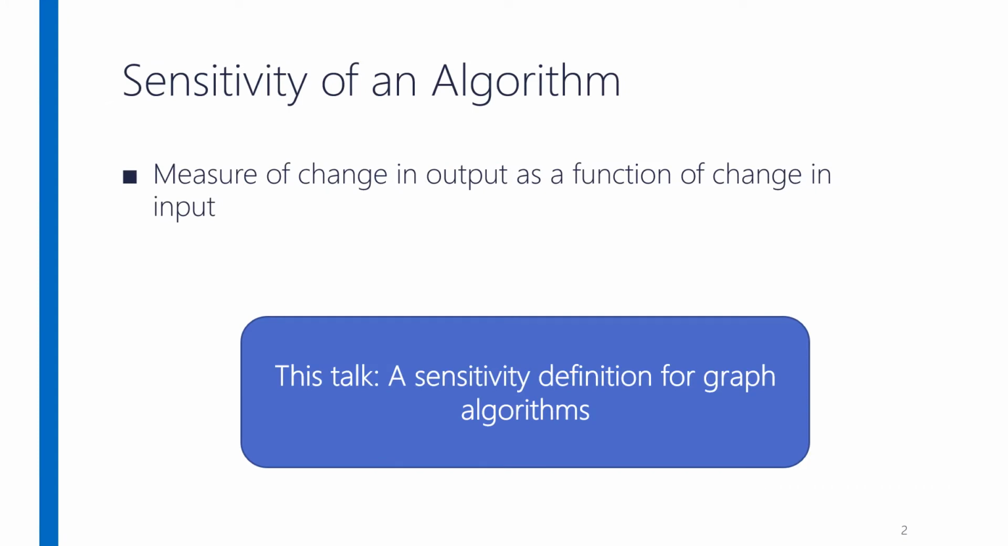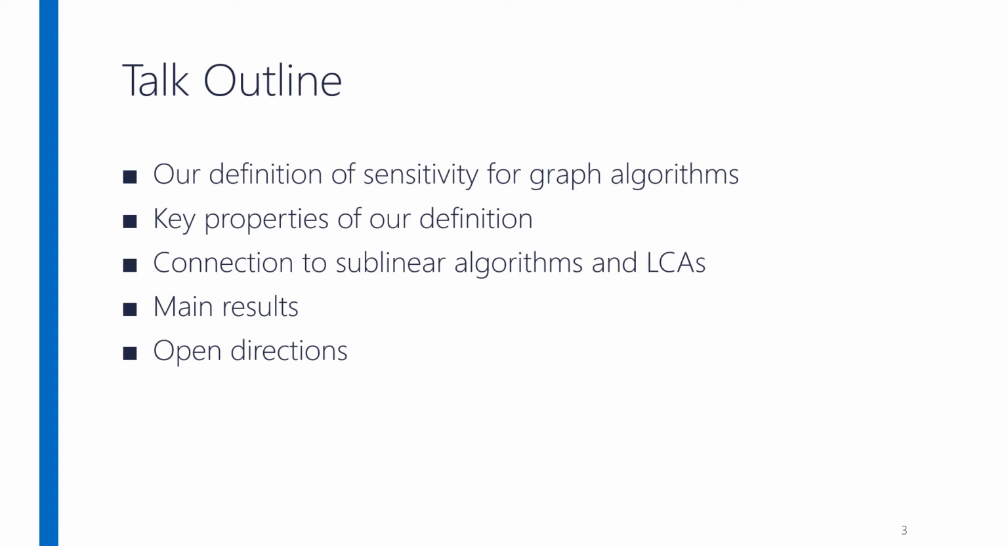Roughly speaking, the sensitivity of any algorithm is a measure of the change in its output as a function of the change in its input. Today, I will talk about a particular definition of sensitivity for graph algorithms. I will first introduce our definition of sensitivity, talk about some important properties of our definition, and then tell you about the connection it has to the study of sublinear and local algorithms. I will then mention our main results and conclude with some open directions.